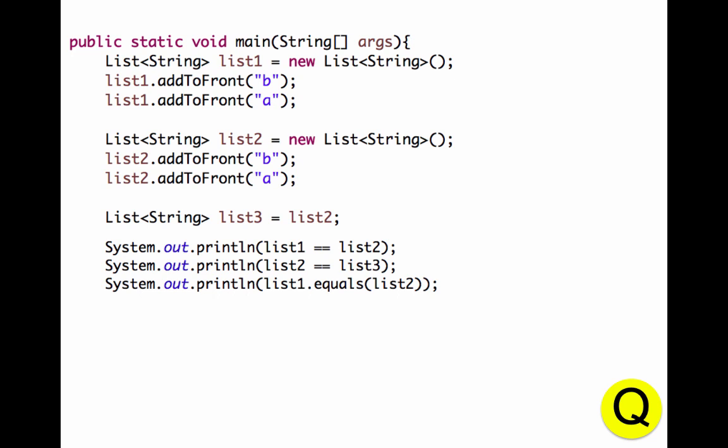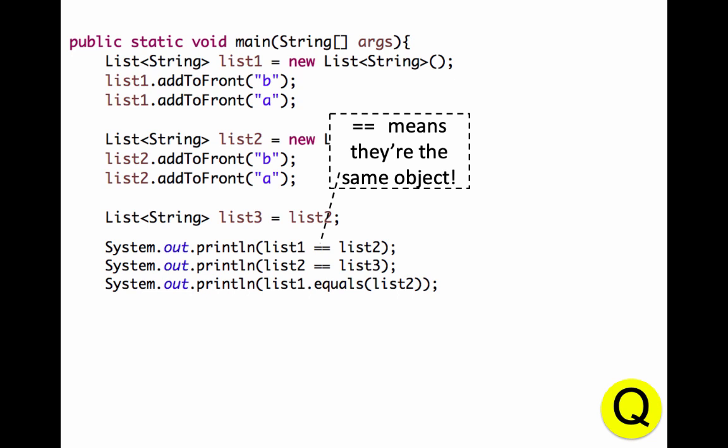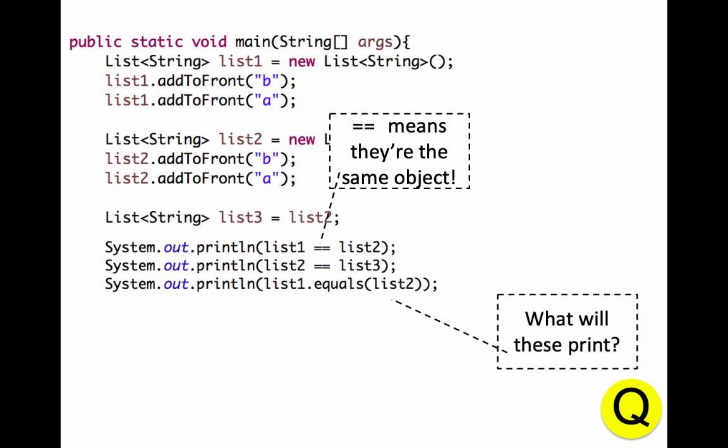Okay, we're going to look at equal equals and dot equals with lists. And again here, I want you to pause the video to draw a picture of what this would look like. And you should pause here, but I'll keep going. So again, equal equals means they're literally the same object, and dot equals is if they're equivalent.